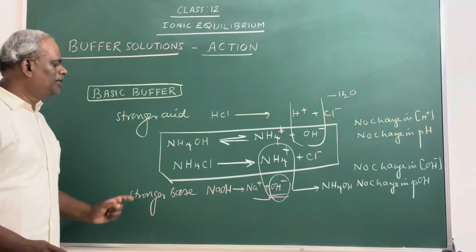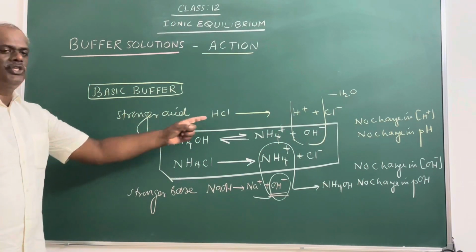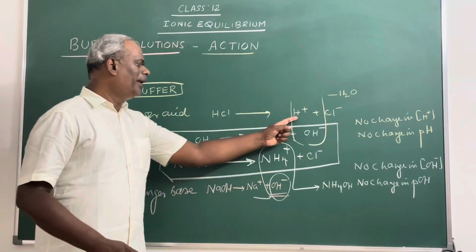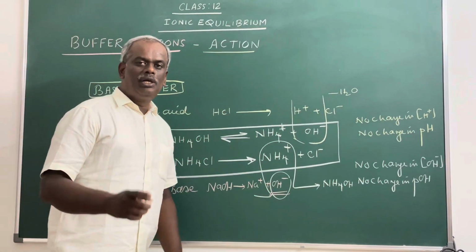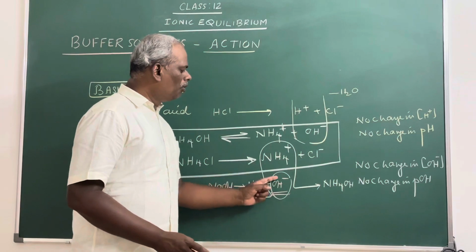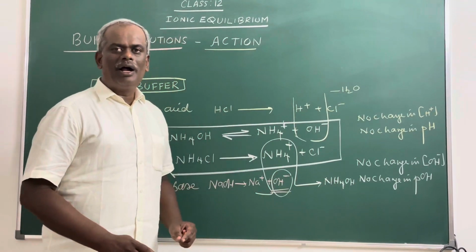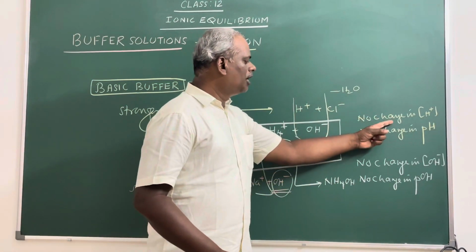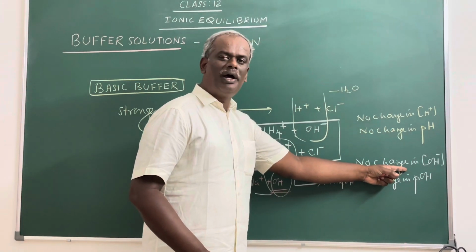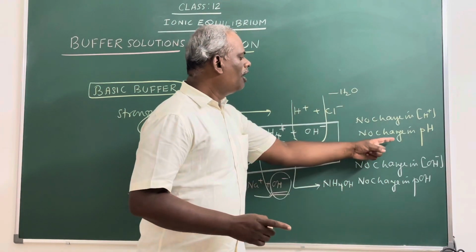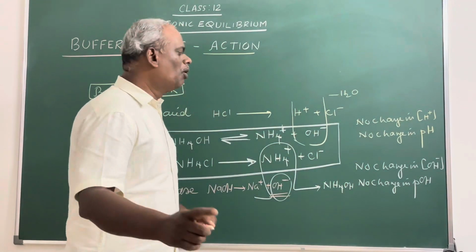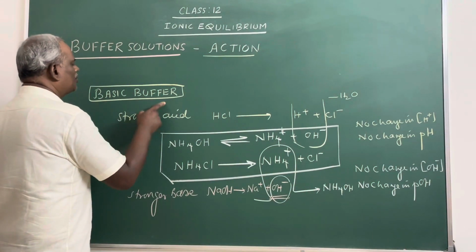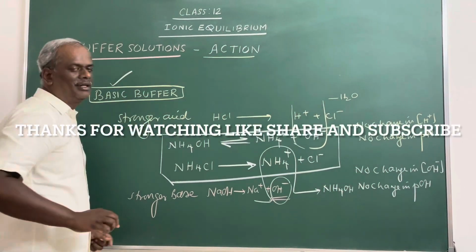So in this way this is working. On the addition of HCl, the added H plus combines with OH to form H2O. On the addition of NaOH, the added OH combines with ammonium plus to form ammonium hydroxide. No change in H plus, no change in OH minus. So there will not be any change in pH as well as pOH. So this is about the buffer action of basic buffer.